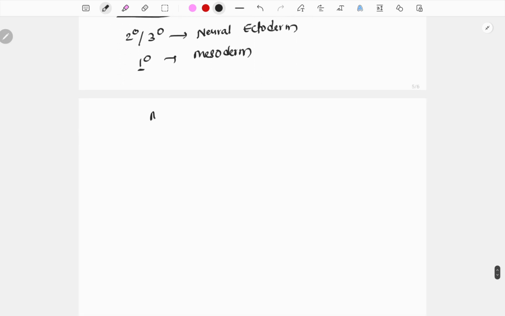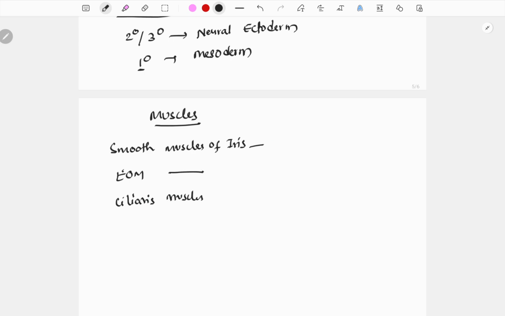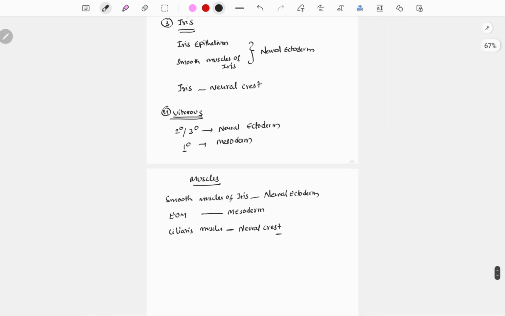Last topic, muscles. What muscles did we discuss? Already discussed: smooth muscles of iris, extraocular muscles, ciliaris muscles. Smooth muscles, first one, what is that? Neural ectoderm. In surface ectoderm, no muscle layer is there. Extraocular muscles by mesoderm, whereas ciliary muscles are by neural crest. So every topic is covered.